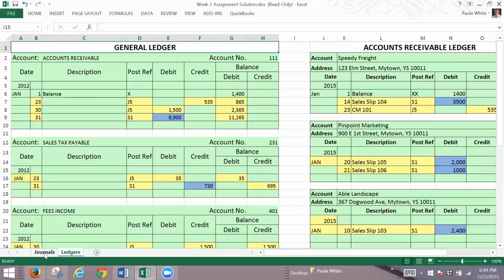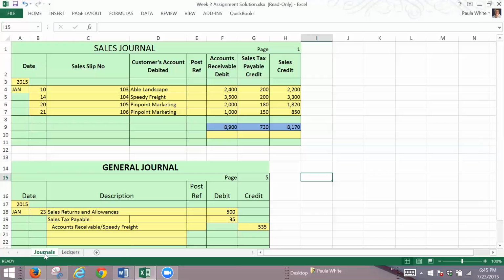So what I've done, I've changed all the numbers. So this is not your solution for your homework. However, it's the same general premise.